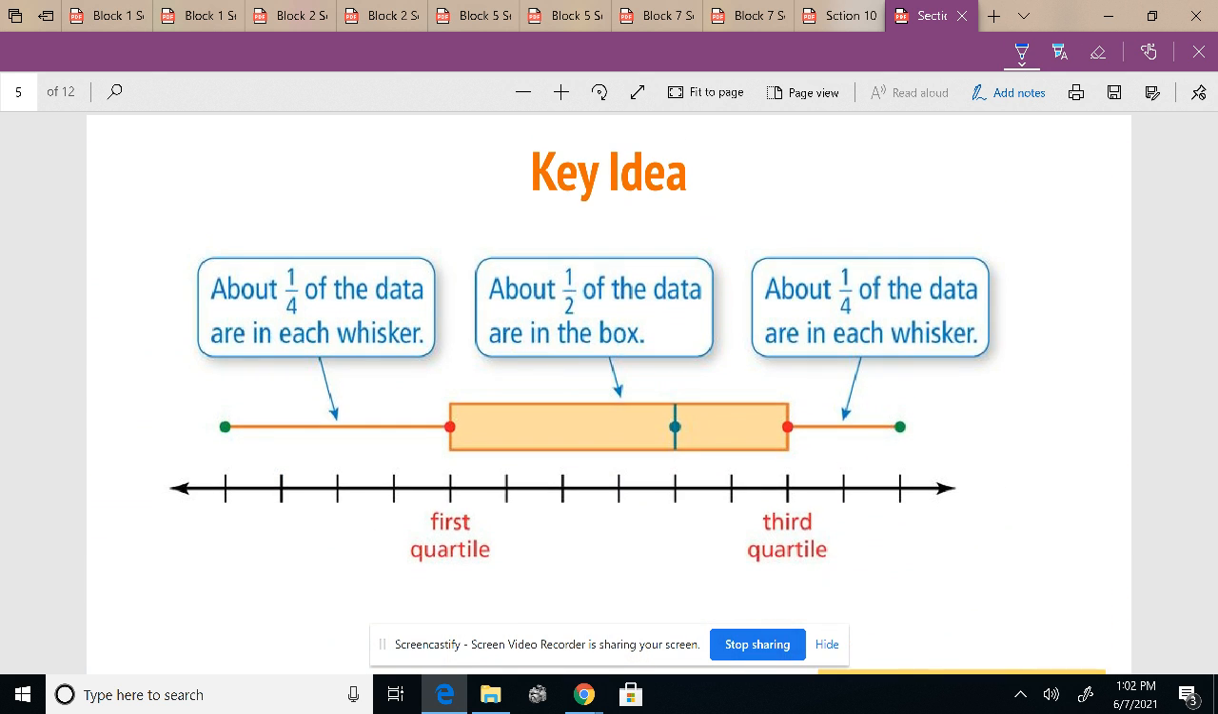All right, so we kind of just did this. This is your key idea. So this is about 1/4 of the data right here. This is about half of your data, and this is about another 1/4, and all together that equals 1 whole.